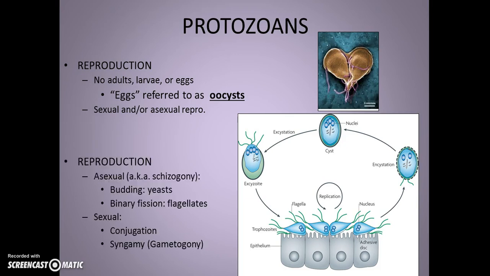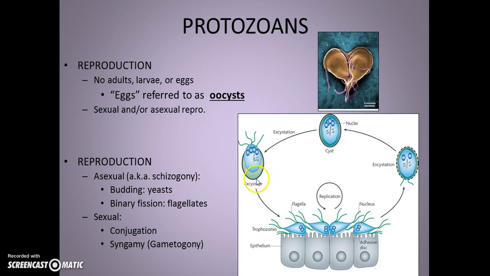So some terms that we refer to in terms of asexual reproduction, also known as schizogeny, would be budding. So yeasts will bud, and that's a form of asexual reproduction, as well as binary fission. And our protozoan flagellates are going to undergo binary fission, such as Giardia. So we have a picture of Giardia up here in the top picture, and it is undergoing binary fission. So it's kind of splitting in half in order to replicate.